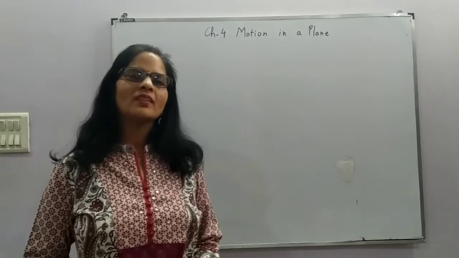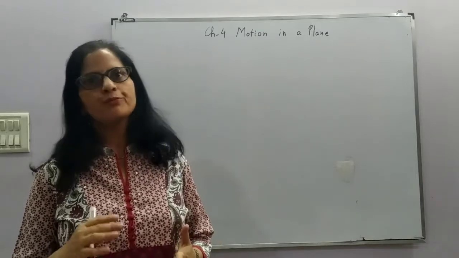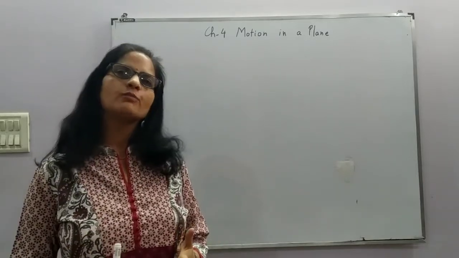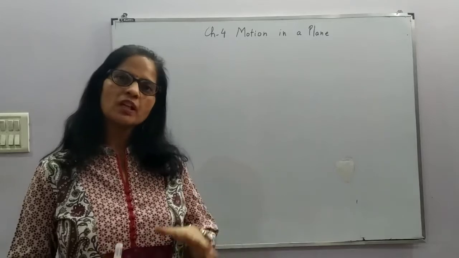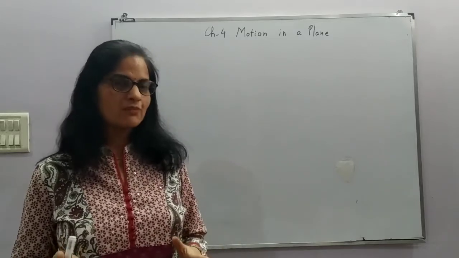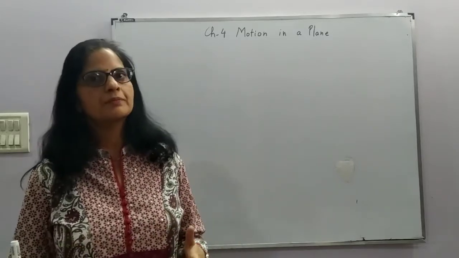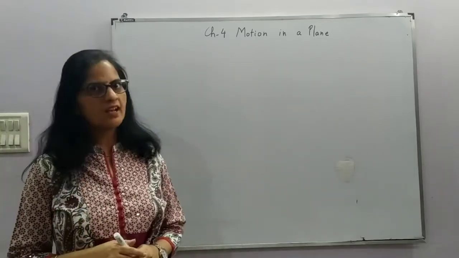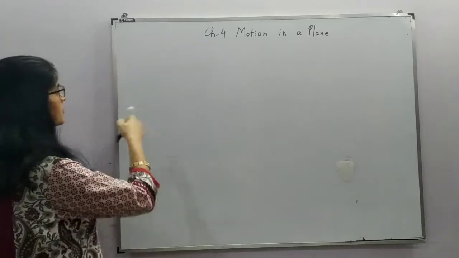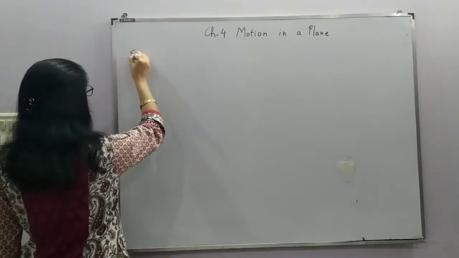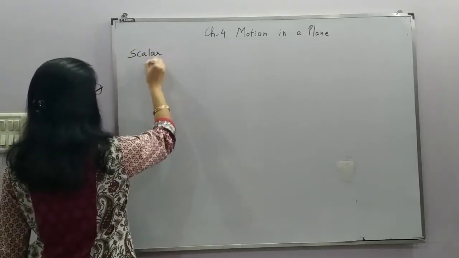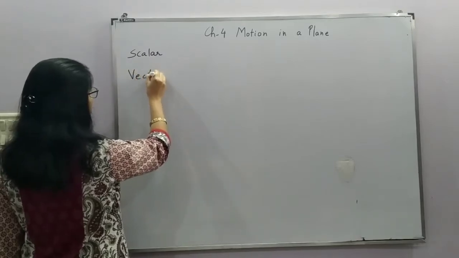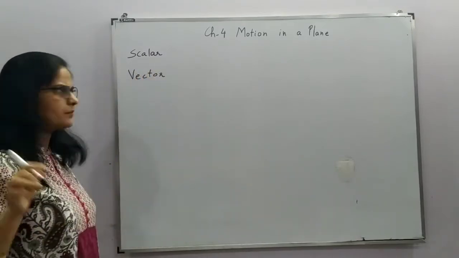Hello everyone. Today we will study chapter 4 of NCERT, that is motion in a plane. When we are talking about plane, that means we have to consider different directions, right? So we will have to recall the concept which we have studied in class 9, that the types of physical quantities can be divided into scalar and vector. Right? I'll just quickly sum up.